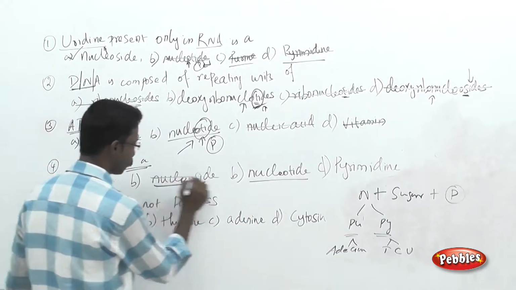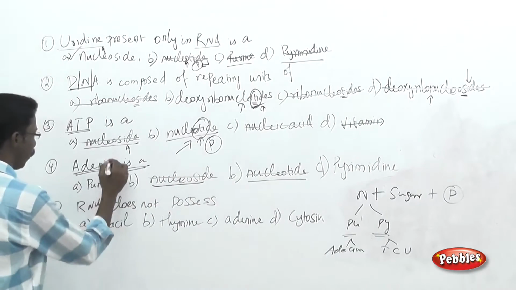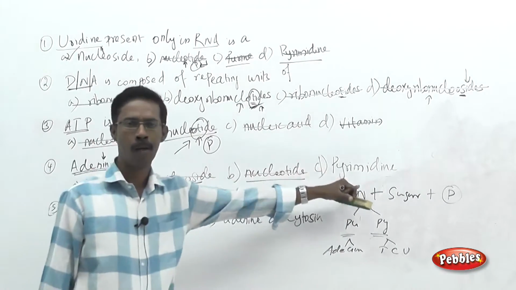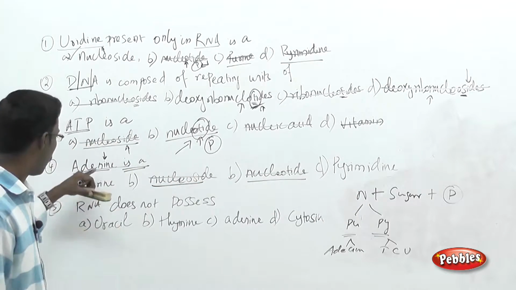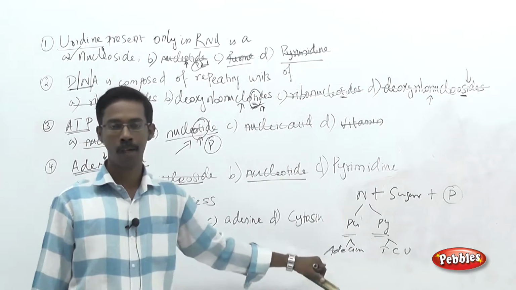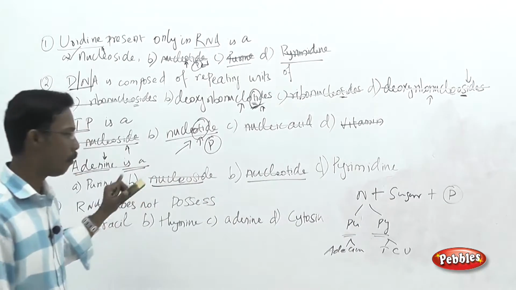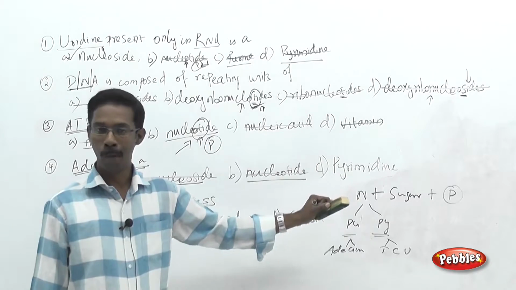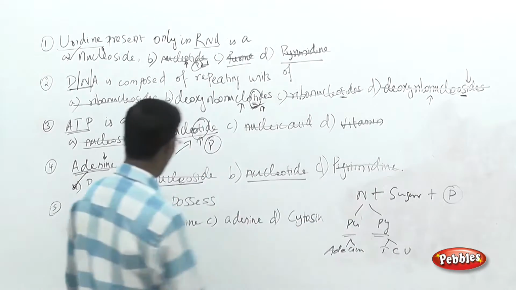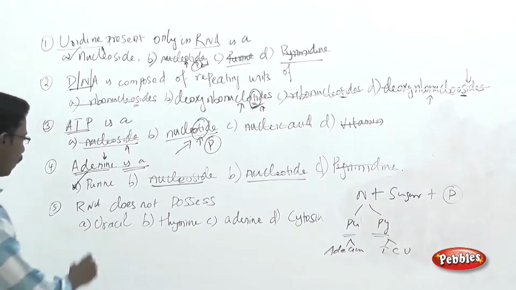Now you can eliminate these two because the given term for you is adenine. Okay. So you have to choose whether it is a purine or pyrimidine. We all know adenine belongs to purine along with guanine. Adenine and guanine are purines. Thymine, cytosine and uracil are pyrimidines. So the answer is purine. Okay. See the next question.